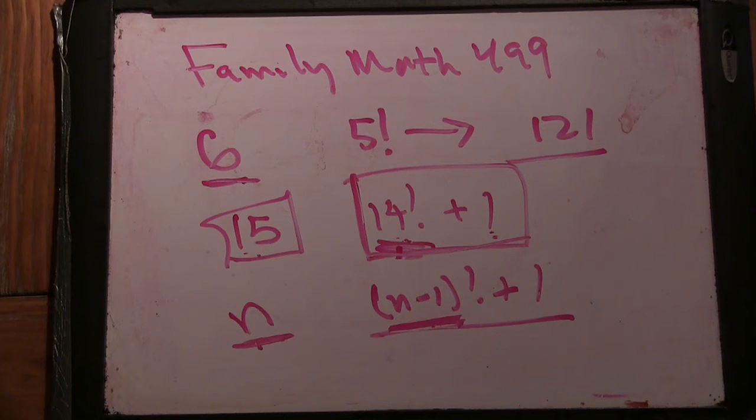Now we have to go to the hard part. We've just shown that if the number is not prime, it doesn't work. Now we have to show it works if it is prime.